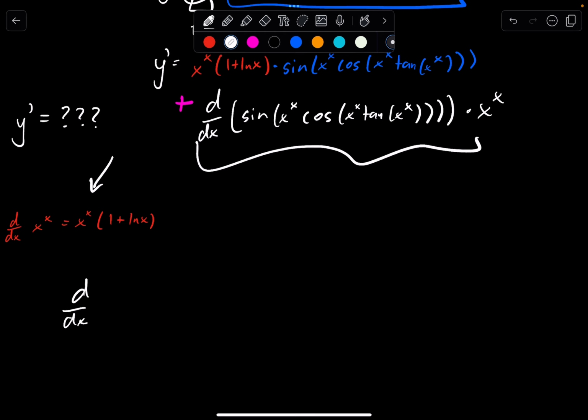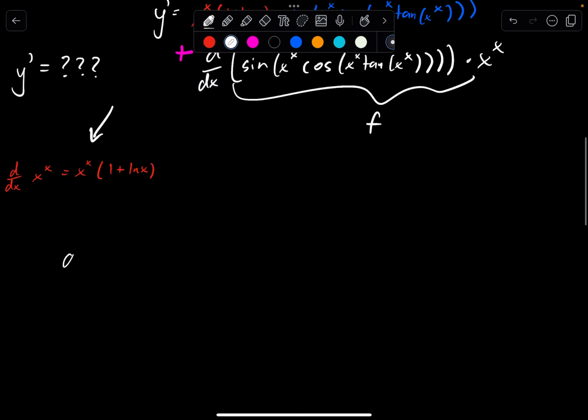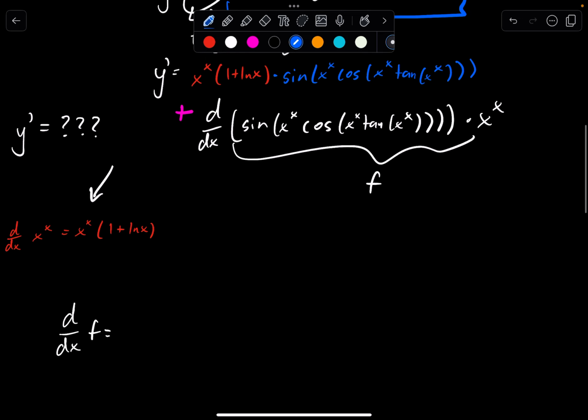So d/dx of, I'll just call this entire function f for now, okay? So d/dx of f is equal to what? First off, when differentiating this monstrosity, we want to completely ignore what is on the inside, and this is for chain rule, and you will see this in action in just a moment.